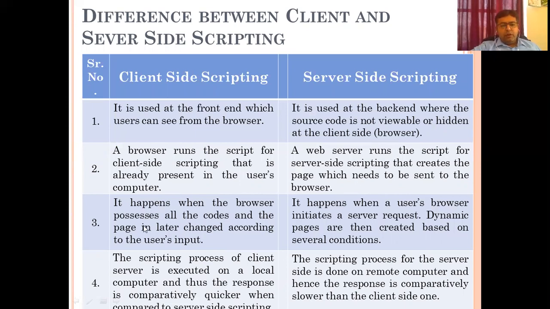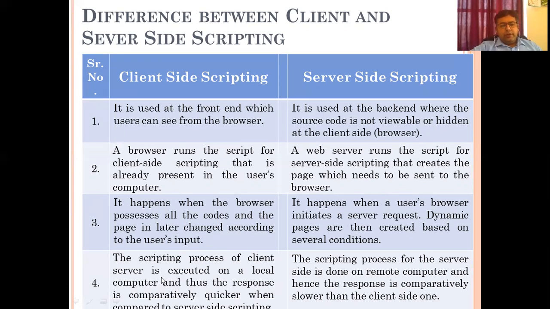In client-side scripting, the browser possesses all the code and the page can later change according to the user's input. So over here, modification is possible. In server-side scripting, it happens when the user's browser initiates a server request, and dynamic pages are then created based on several conditions. So over here, the user has to send a request if any dynamic change is needed, while over here the file is available with it, so it can change directly. No need to make a request and all this.